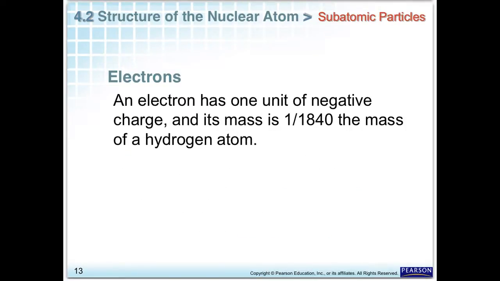Today we know that an electron has 1 unit of negative charge, so an electron is a -1 charge, and its mass is 1/1840th the mass of a hydrogen atom. So it's very small compared to the rest of the mass of an atom.